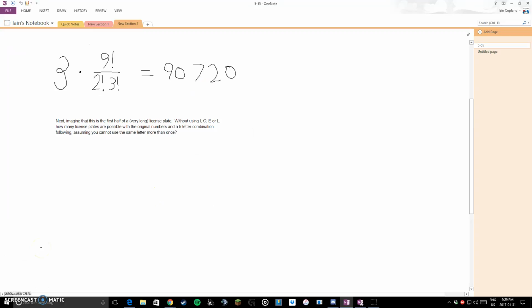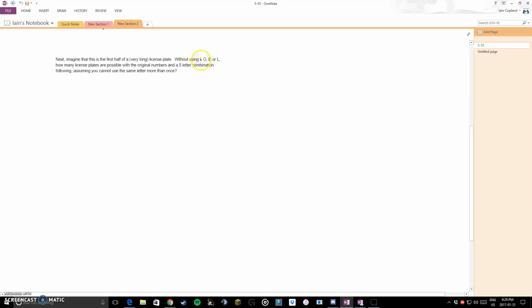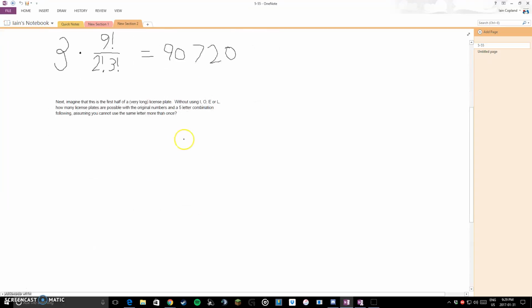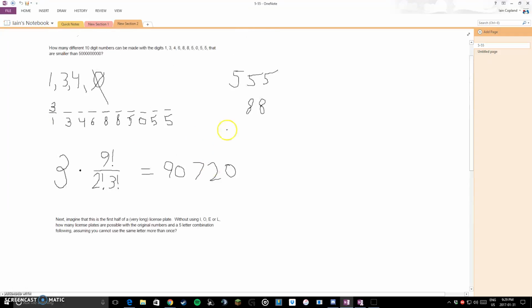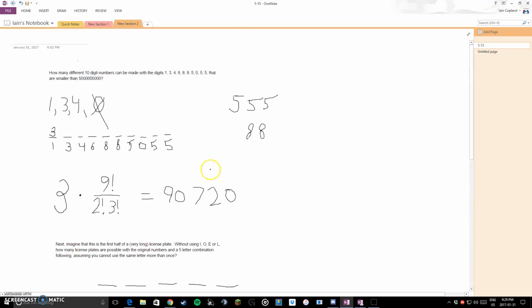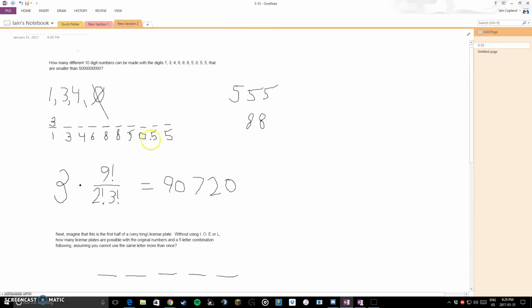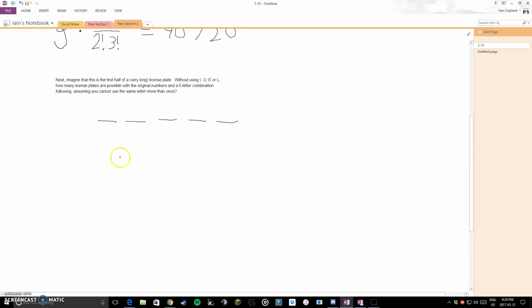Next, imagine that this is the first half of a very long license plate. Without using I, O, E, or L, how many license plates are possible with the original numbers, these ones up here, and a 5-letter combination following, assuming you cannot use the same letter more than once? Now this question says basically that we're going to find a 5-letter combination to put after the numbers before. So it doesn't actually affect this equation in any way, it's more so just something afterwards.